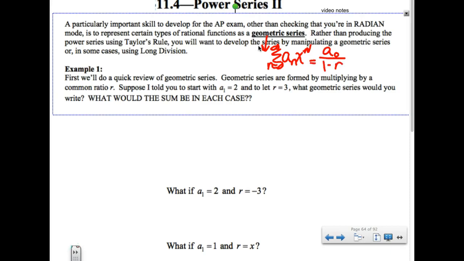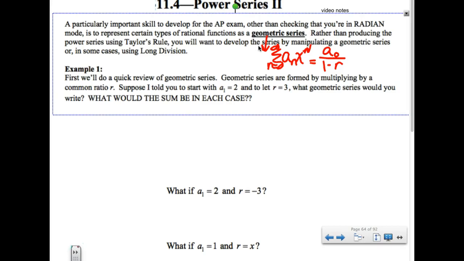And we're going to expand that knowledge to our work with power series, because there's some power series that we say are in geometric form. And if we can manipulate them, it makes our work really easy. So before we do that, we're just going to refresh our memory a little bit with geometric form, and then we're going to introduce that to some power series.